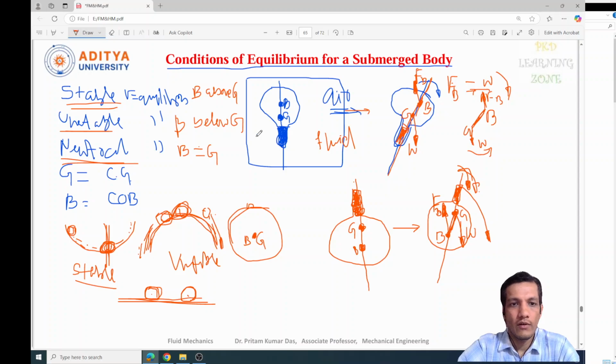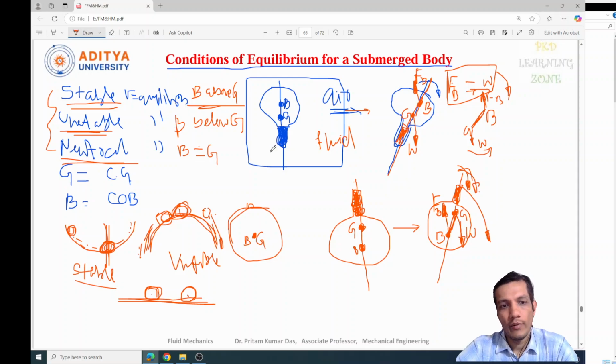Let me remind you again, just a recall. When can we say stable equilibrium? When W equals FB, as already given in the condition, and the point B is above the G point, then it is called stable equilibrium. Correct. And unstable equilibrium when? Again W equals FB, both should hold for it to be called an equilibrium. But equilibrium is also separated into three categories, as I told you: stable, unstable, and neutral.